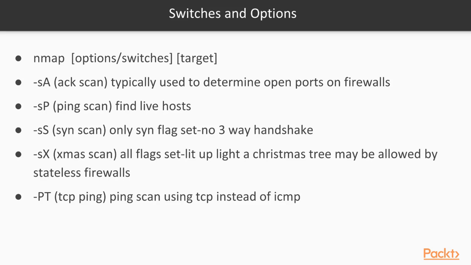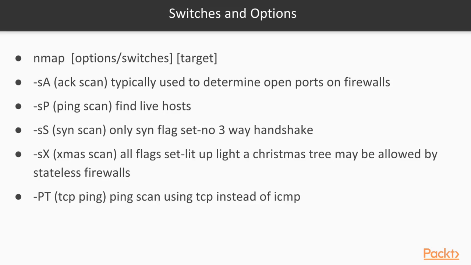Let's talk about switches and options. So to use nmap, we're going to use the command line version. We use the command nmap followed by options and/or switches followed by the target. Now the target can be an IP address, a host name, it could even be a range of IP addresses. Let's look at some typical switches and options.